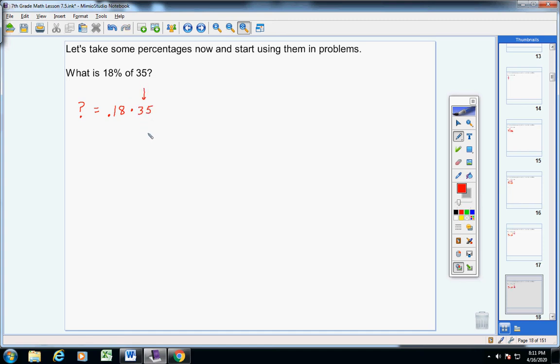Okay, now let's do what we've done in the past. Let's replace this question mark here with a variable like x. Okay, so where the question mark is, I'm going to put x. All right, so now here's my equation. x equals 0.18 times 35.